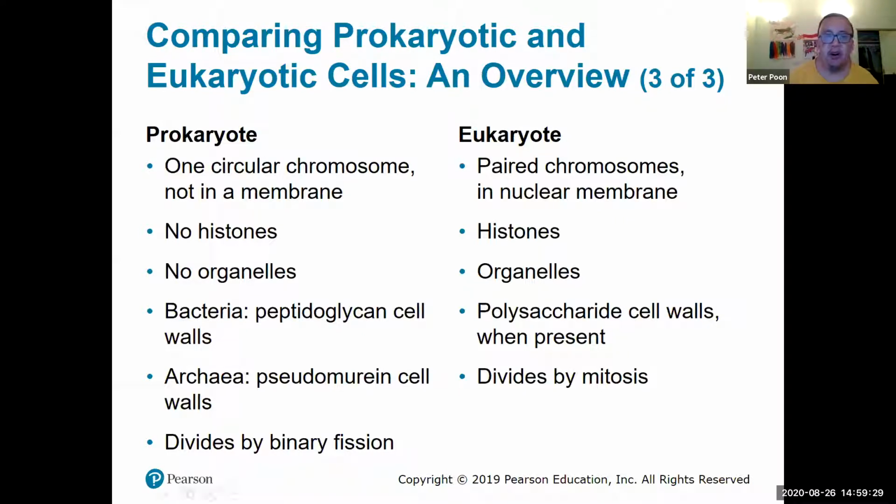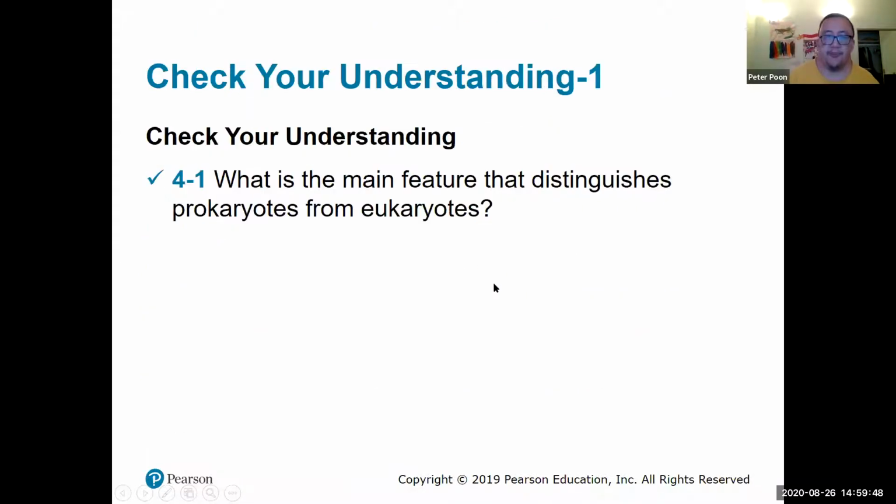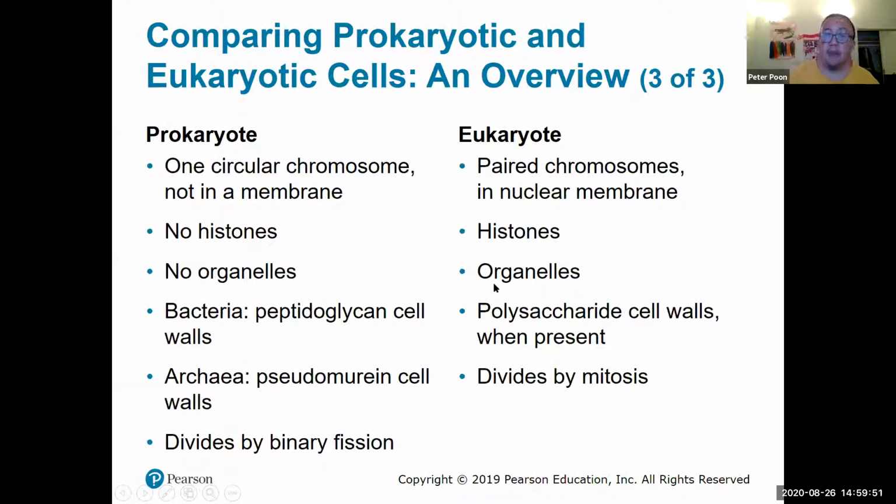So here's the prokaryotes, here's the eukaryotes. A lot of stuff like no membrane, no histones, no organelles. Eukaryote, membrane, histones, organelles. Divided by binary fission, which is easier. Mitosis is much more difficult. So in a lot of ways, eukaryote is much more complicated and the prokaryote is much simpler.